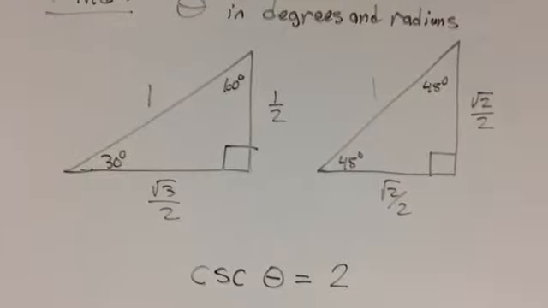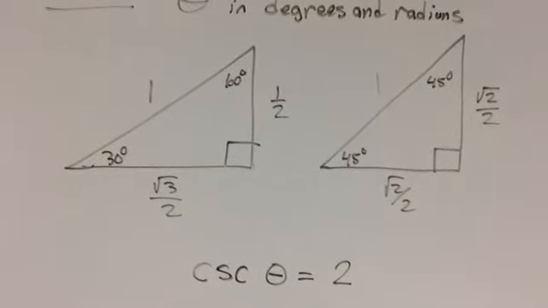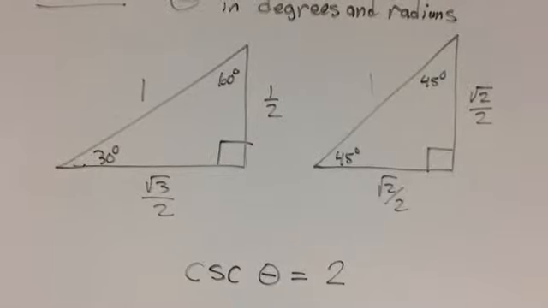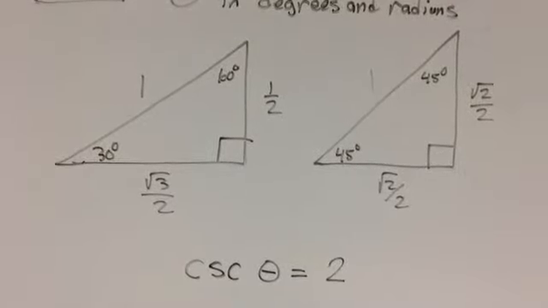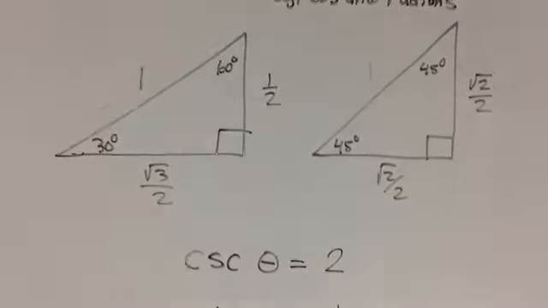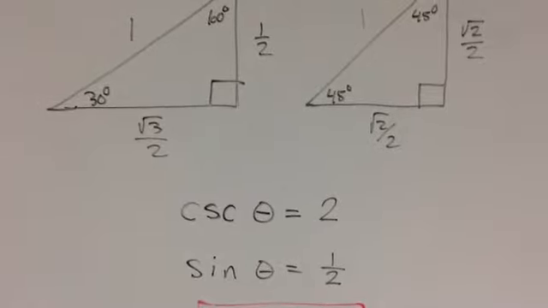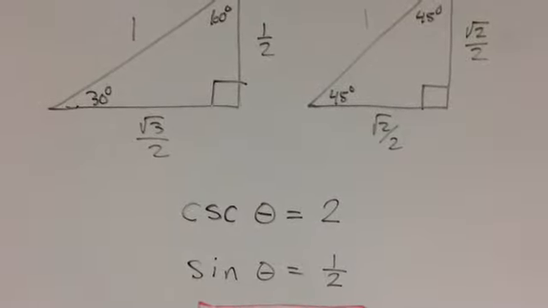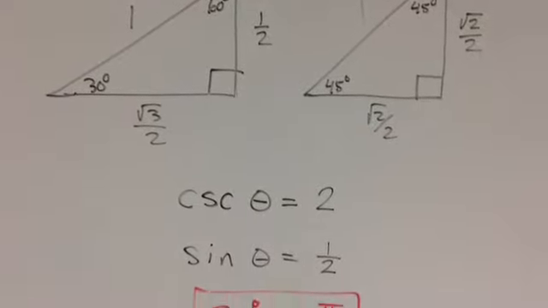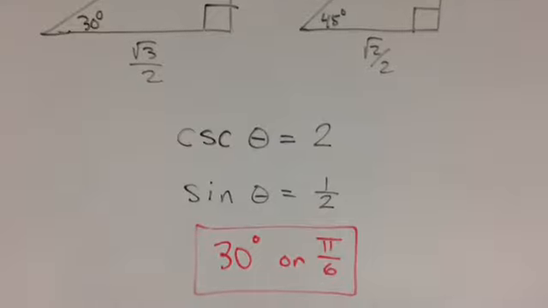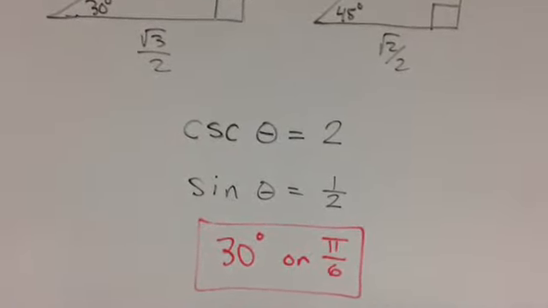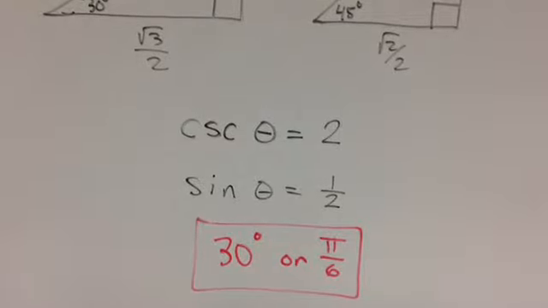For this problem, because it's cosecant, we want to convert it into sines and cosines to work the problem out. We know that cosecant is the reciprocal of sine. So if we take the reciprocal of 2, we discover that the sine of the angle should be equal to 1/2, which, as we saw in the previous example, the sine of an angle being equal to 1/2 between 0 and 90 degrees is 30 degrees, or in radians, pi divided by 6.